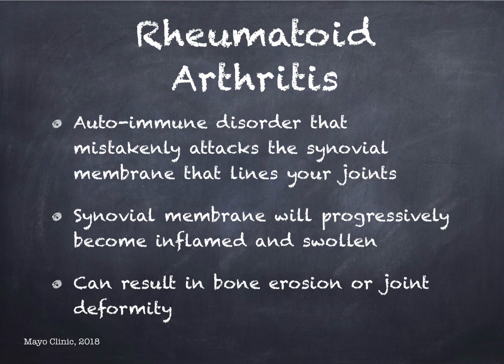Next, we'll move to rheumatoid arthritis, and this is a little different in that it's an autoimmune disease, which basically means that your body is mistakenly attacking its own self. So in this case, it attacks the synovial membrane that actually lines your joints, and that membrane can become progressively inflamed and swollen. This can result in bone erosion or joint deformity.